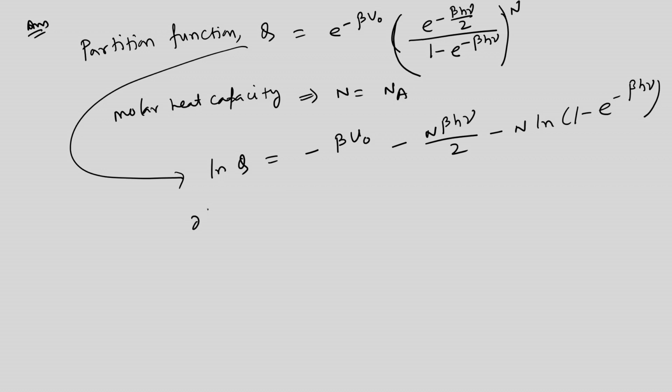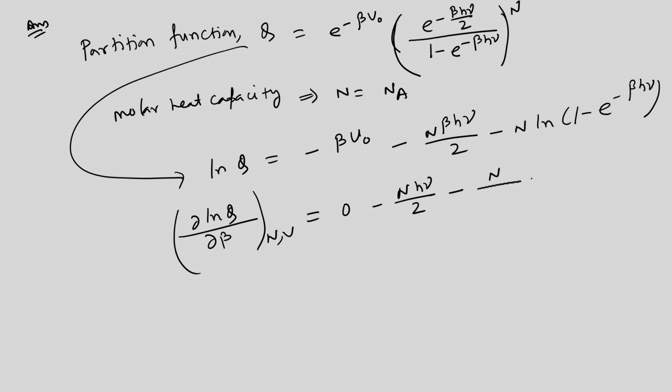Now, what we need to do, we need to differentiate ln q with respect to beta at constant n and v. So, the first term is independent of temperature, we are differentiating with respect to temperature. So, the first term gives us 0, second term also gives us n h nu by 2. Now, the third term we have n ln of 1 minus e to the minus beta h nu.